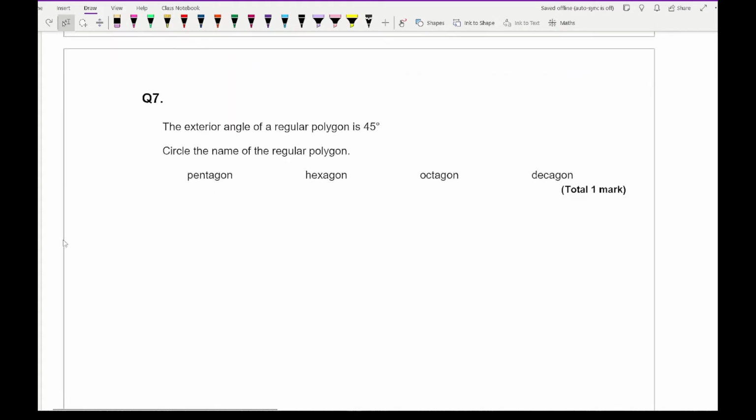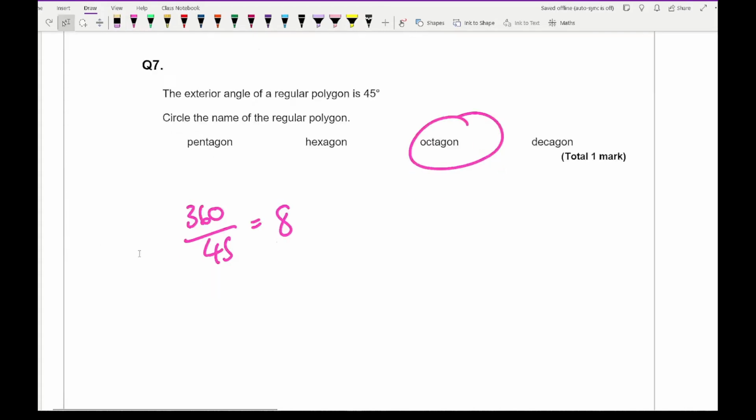Then with question 7, it says the exterior angle of a regular polygon is 45 degrees. Circle the name of the regular polygon. So again, 360 divided by 45 will tell me how many sides there are. And 360 divided by 45 is 8. So I'm looking at which of these is an 8-sided shape, and it's going to be an octagon.